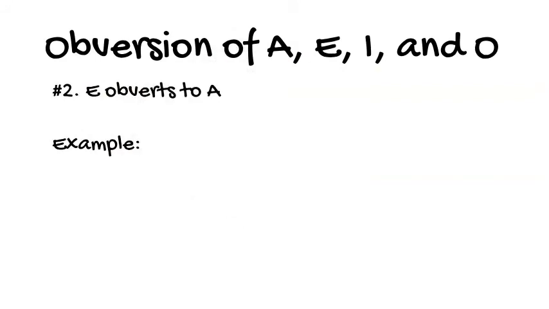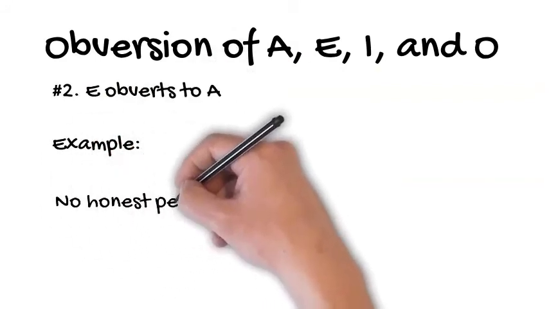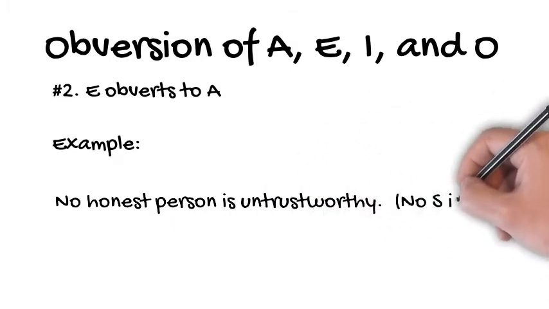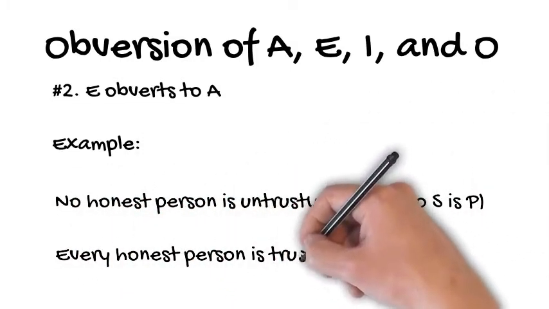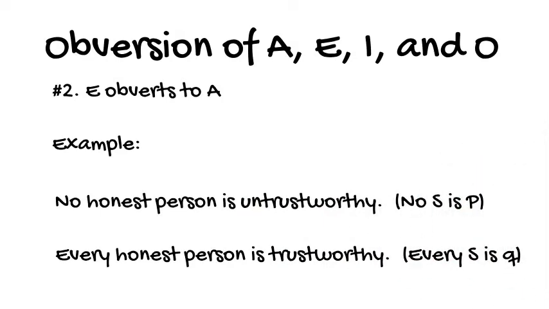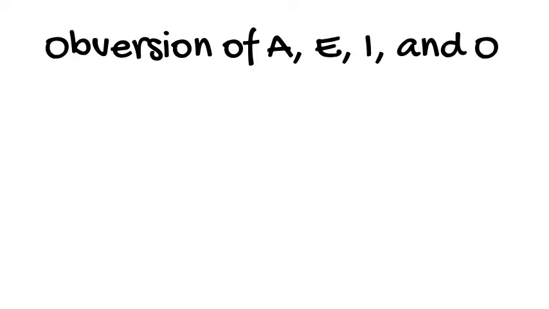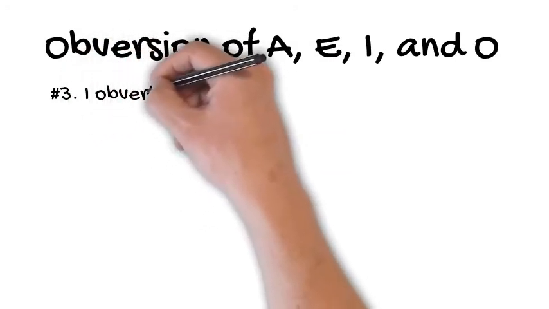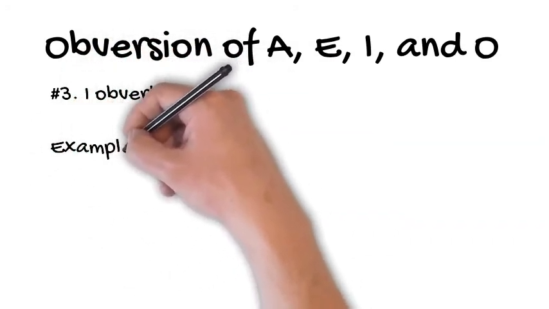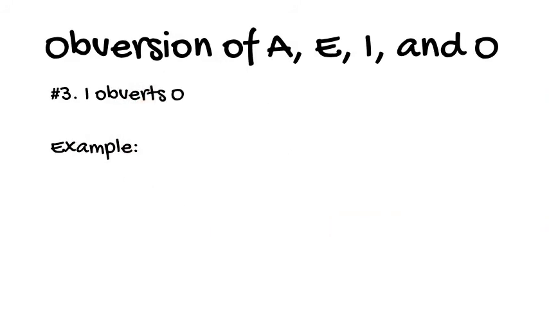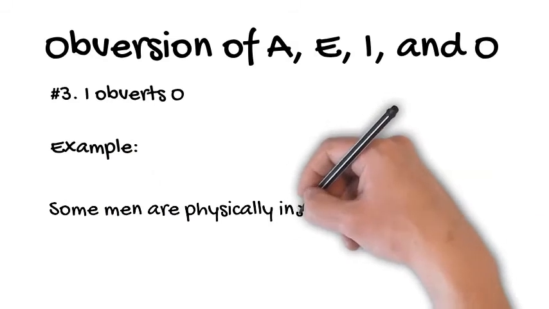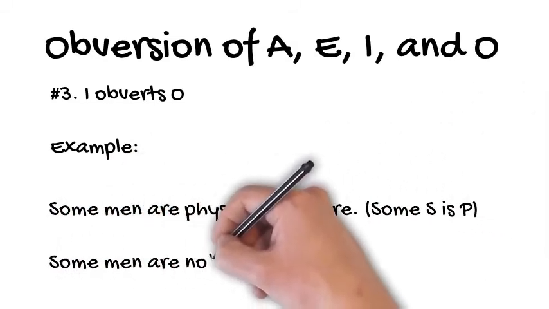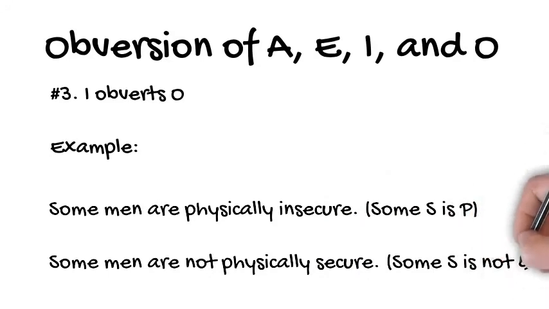E obverts to A. For example, no honest person is untrustworthy. The obverse is: every honest person is trustworthy. I obverts to O. For example, some men are physically insecure. Our obverse is: some men are not physically secure.